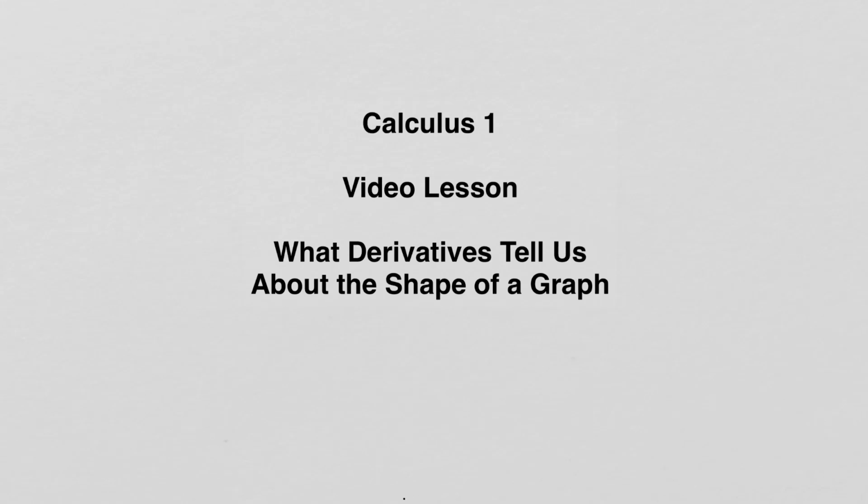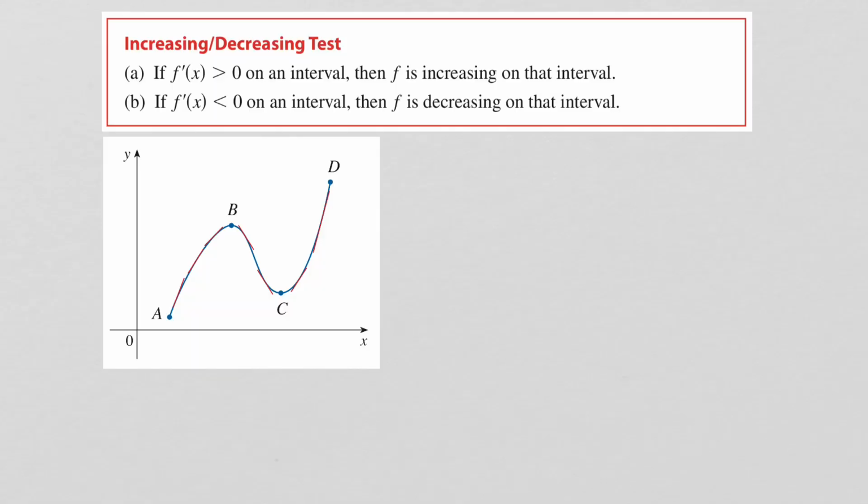What do derivatives tell us about the shape of a graph? First, let's look at the increasing-decreasing test. If the derivative of a function is positive on an interval, then that function is increasing on that interval. And if the derivative of a function is negative on an interval, then the function is decreasing on that interval. This result is not too surprising.